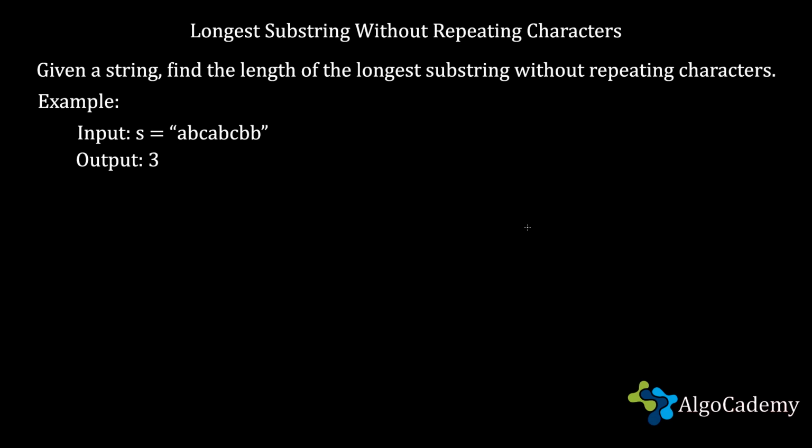In this example, we have this string ABCABCBB and the answer is 3. Why is that? Because we have a couple of substrings of length 3 which contain different characters. We have the first one, ABC, we have BCA, we have CAB, we have again ABC, and that's it. If you try all the substrings of length 4, you will see that all of them have at least 2 characters which are equal.